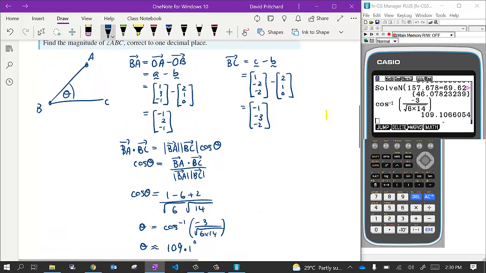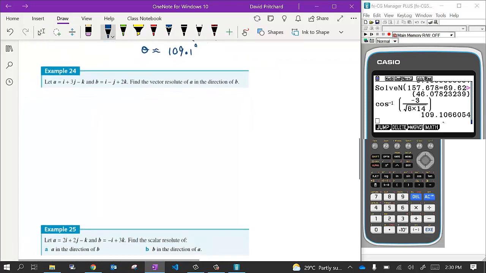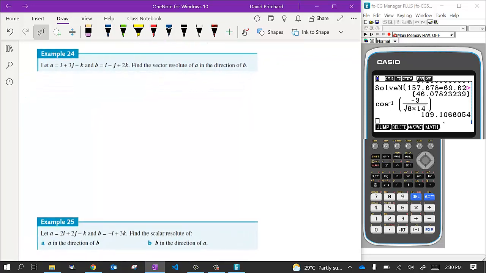All right. So a little bit more to that one, a bit of understanding, realizing that you need to determine those displacement vectors. But once we've got that, the calculations are pretty straightforward. So now we're going to jump into some projection examples. We're looking for the vector resolute. So that means we need a vector answer of A in the direction of B.